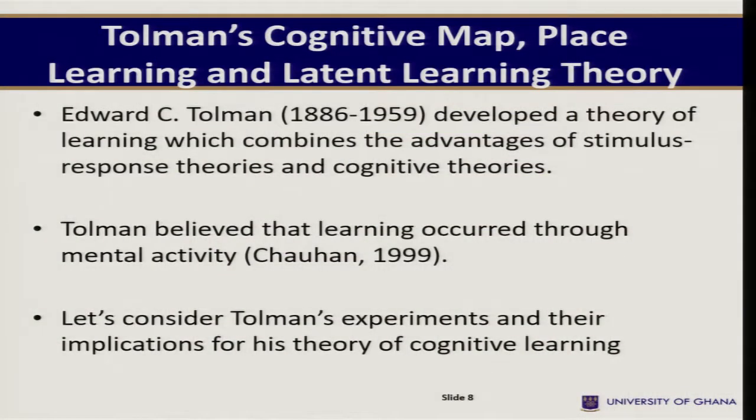So let's look at some key individuals and their contributions, bringing out whatever they did to make cognitive learning very vibrant. Now, Tolman, Edward C. Tolman, developed the conception of cognitive map, place learning, and latent learning theory. He believed that learning occurred through mental activity. So we want to look at the experiments and the implications for the theory of cognitive learning.